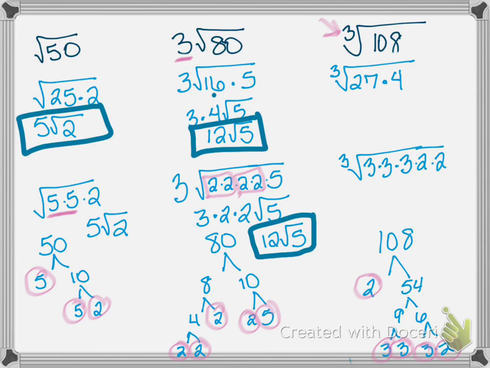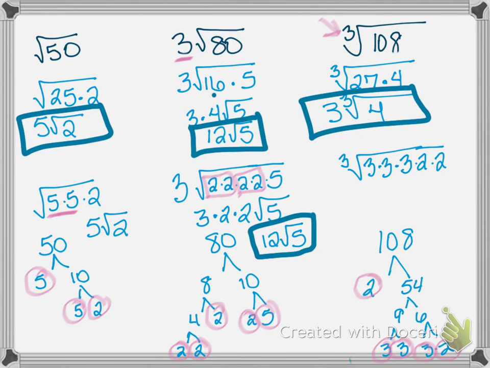The perfect cube factor in 108 is 27. And the cubed root of 27 is 3. Now, it's much harder to find those perfect cubes than it is even the perfect squares.